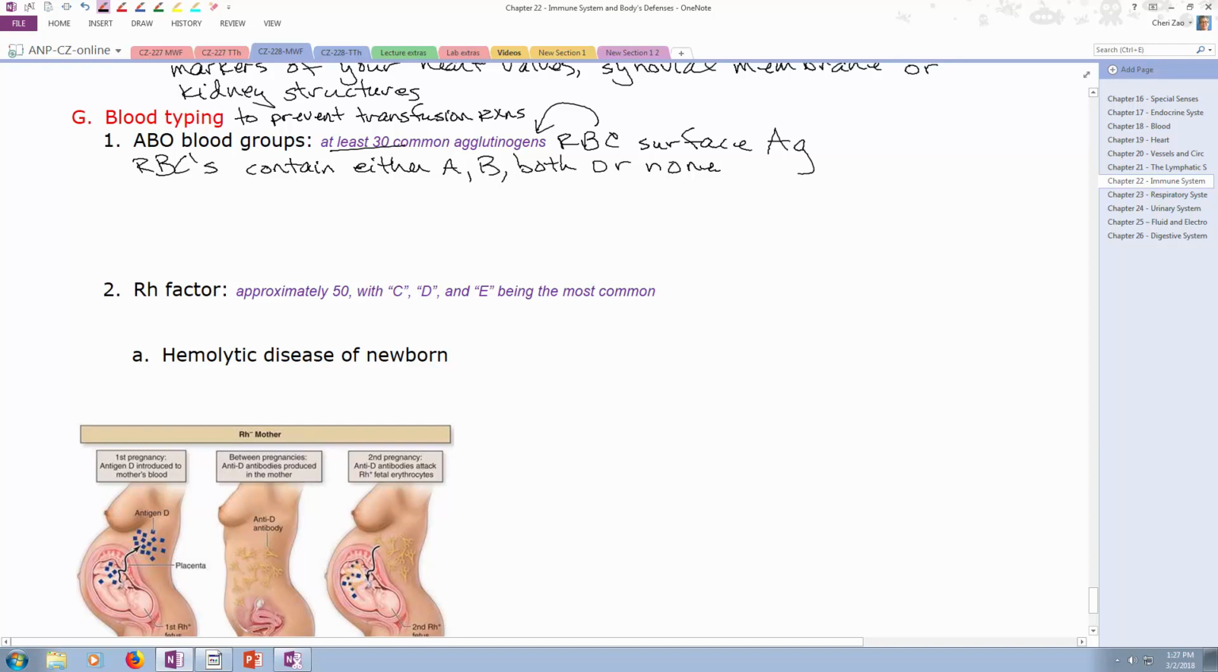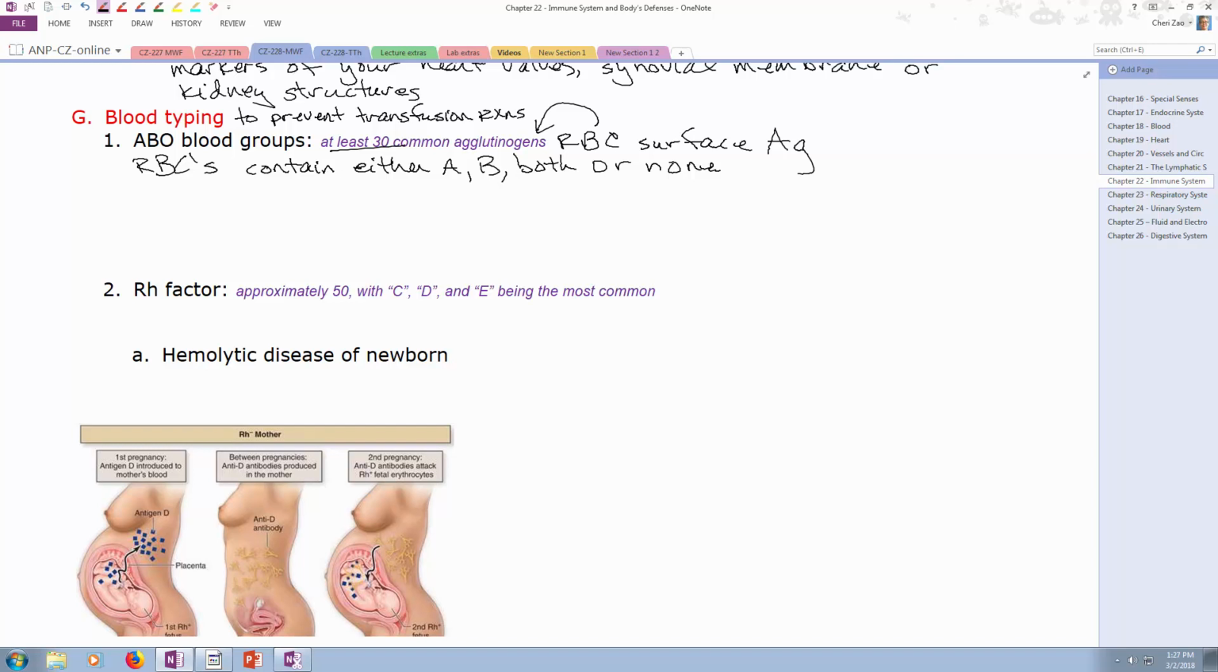So red blood cells, if you're type A, your red blood cells have A agglutinogens on their surface. If you're type B, your red blood cells have B agglutinogens on their surface. If you're AB, you have both A and B agglutinogens on your surface. Or if you're type O, you don't have either A or B agglutinogens on your surface.